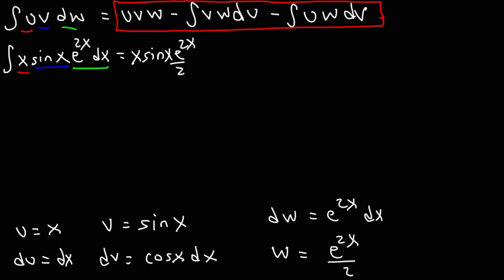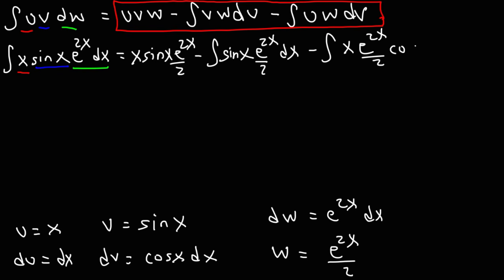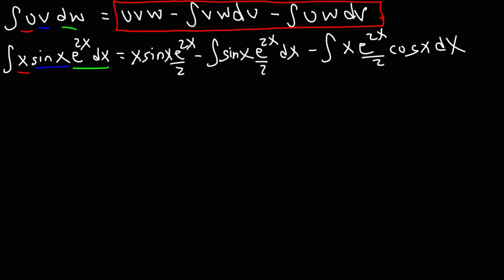2x over 2, minus the integral of v, which is sine, times w, which is e to the 2x over 2, times dv, which is dx, minus the integral of u, which is x times w, times dv. dv is cosine x dx. So we have a lot of integrals to deal with here. But what we're going to do now is focus on this integral that we see here.